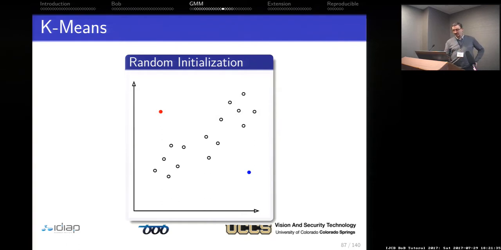I have a small two-dimensional example here. We have a data distribution like that. We have two initial points that are randomly initialized.